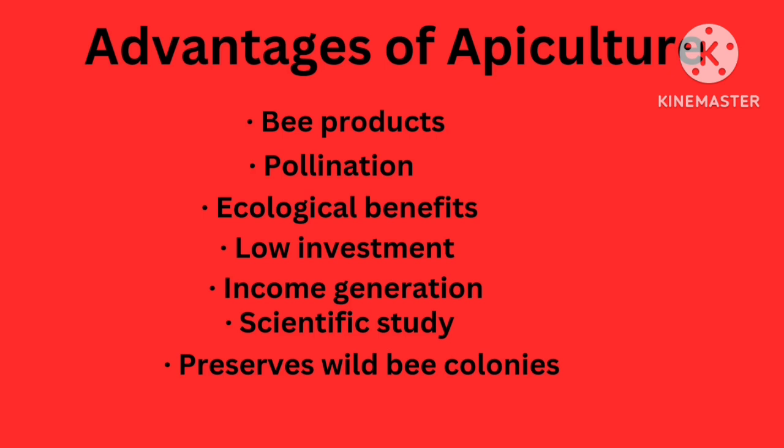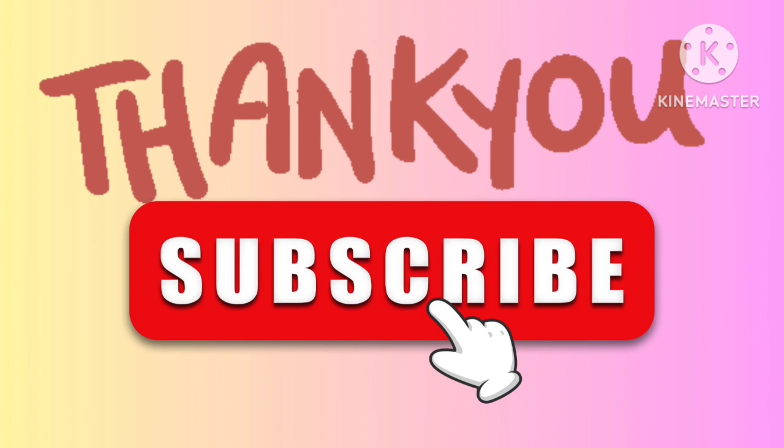There are three methods used in apiculture. In the modern method, different hives are built, like horizontal hives and vertical hives, etc. It is done for the commercial production of honey along with other beneficial products. It is also known as beekeeping. These are the advantages of apiculture.